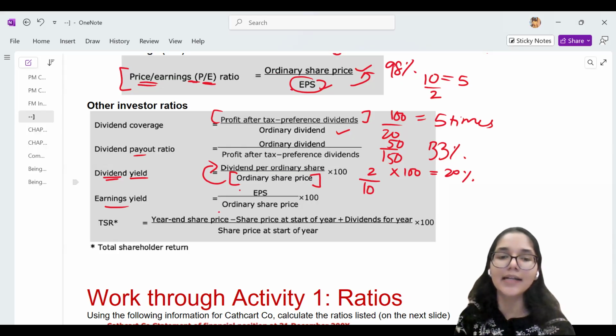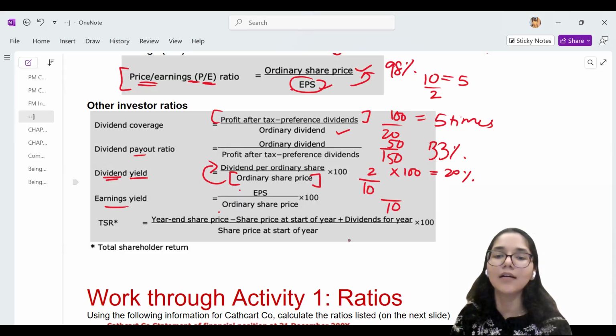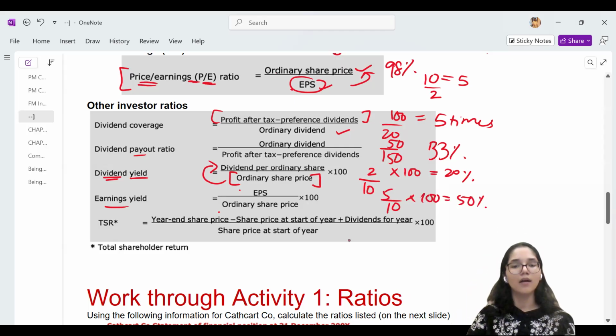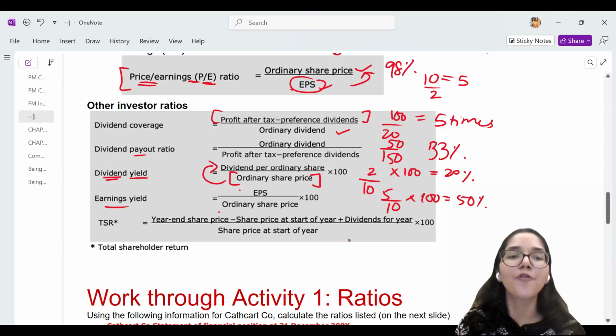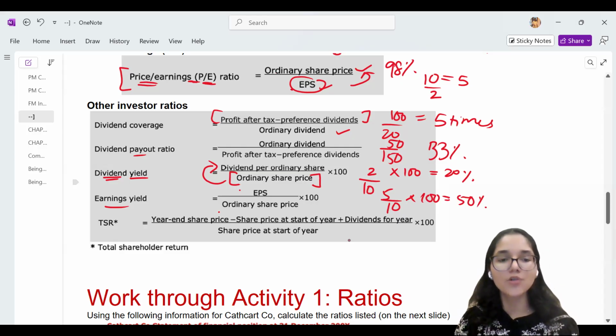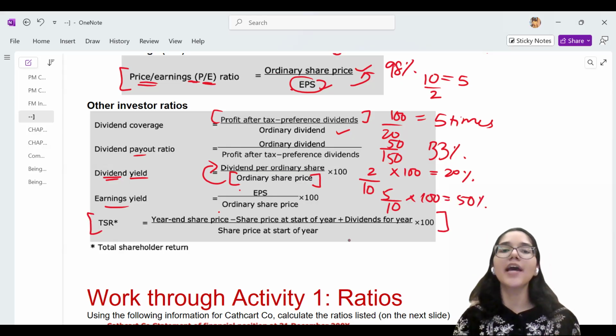This ratio helps you measure the return over the investment that you have made. If your investment was $10 and the earning per share is $5, that means you have generated a 50% yield on your investment. So in the form of earnings, you have generated a 50% yield. These are the few ratios. And then finally, to wrap it off, the total investor ratios: how much is the total shareholder return?